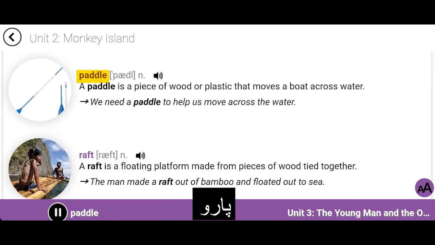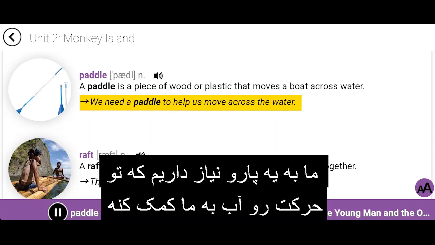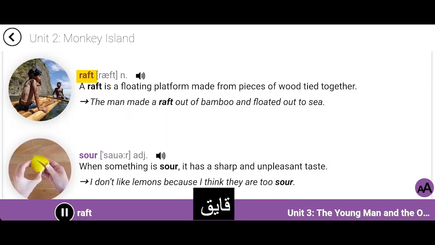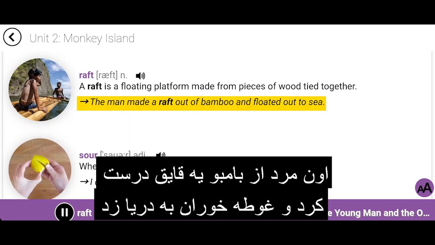Paddle. A paddle is a piece of wood or plastic that moves a boat across water. We need a paddle to help us move across the water. Raft. A raft is a floating platform made from pieces of wood tied together. The man made a raft out of bamboo and floated out to sea.